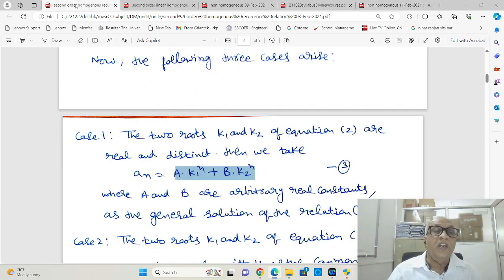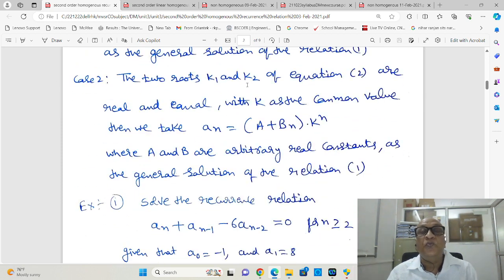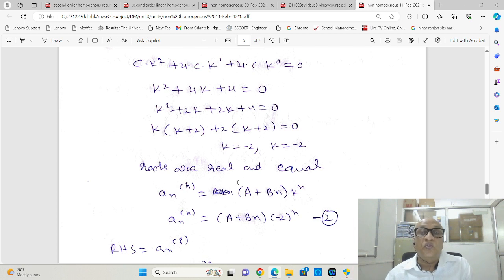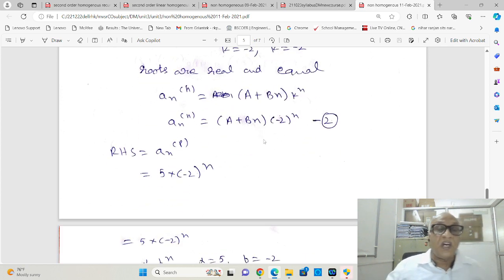When the roots are real and equal, that becomes our case 2. What is our case 2? K1 and K2 are the roots. These are real and equal. Then the solution will be of the form a plus bn multiplied by k to the power of n. So a plus bn multiplied by minus 2 to the power of n, because the value of k is minus 2. What is k? K is the root.